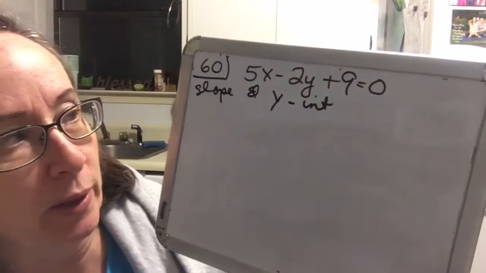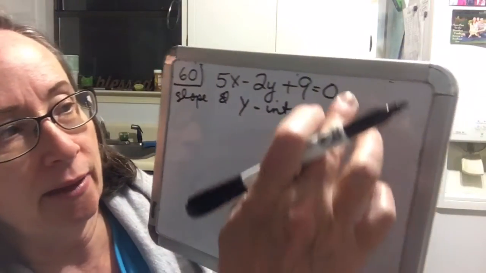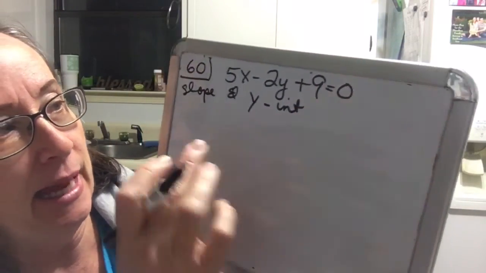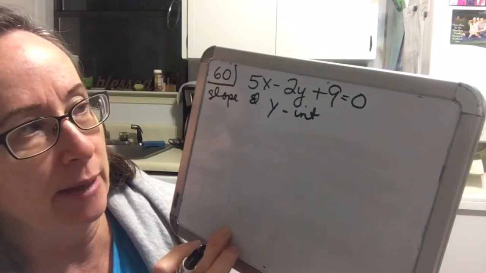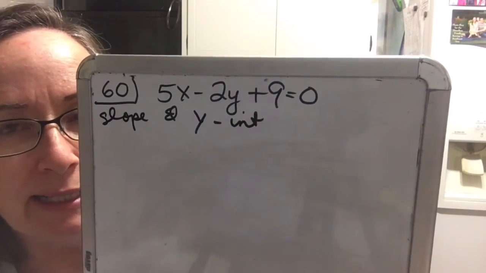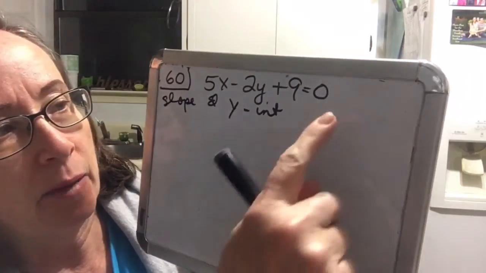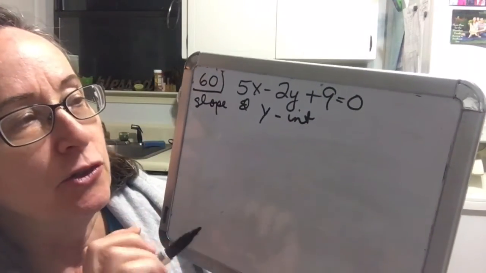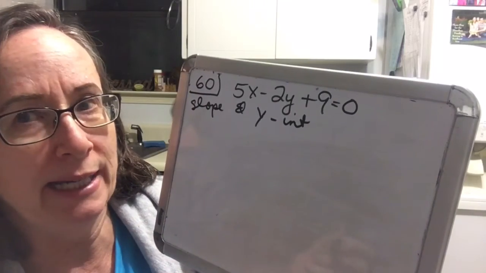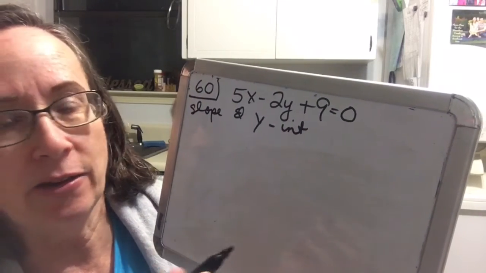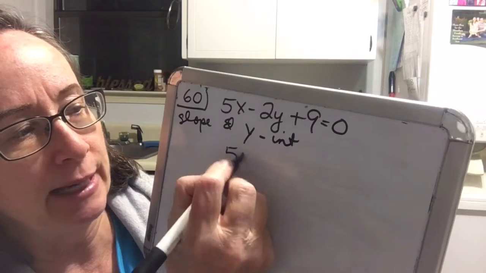Okay, so let's hope to finish up 1.3 now. So we are on problem 60, and the instruction for problem 60 of 1.3 was to take this line and find the slope and the y-intercept. Well, this line is not quite in standard form. This is called the general form of the line when it ends in 0. So I'm going to go ahead and write it in its standard form, because that is very easy.